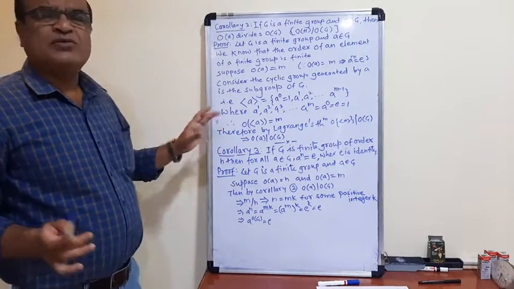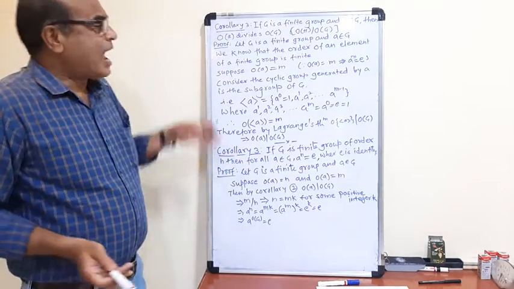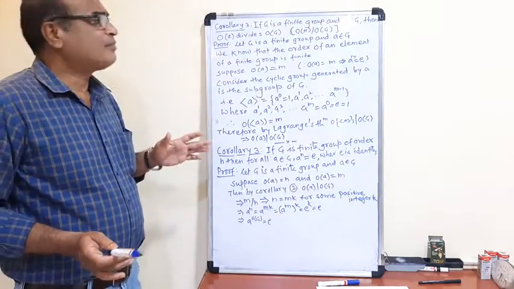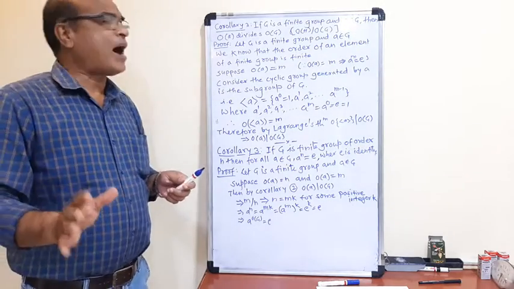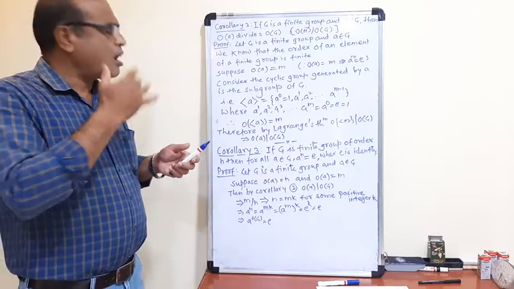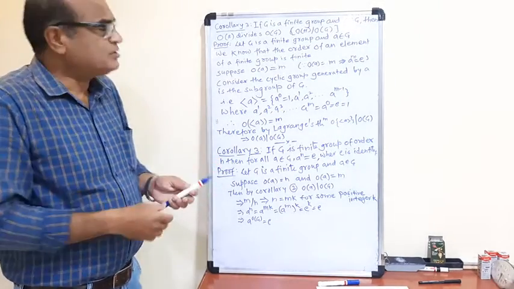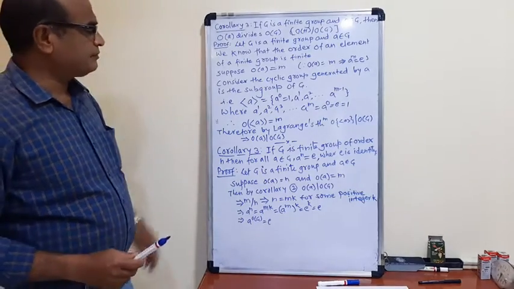So the proof is very simple here. We're taking, for example, a cyclic group and proving this theorem. So what is the theorem? If G is a finite group and a is an element of G, then the order of a divides the order of G. So this is Corollary 3 here.